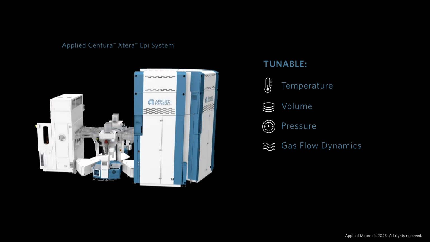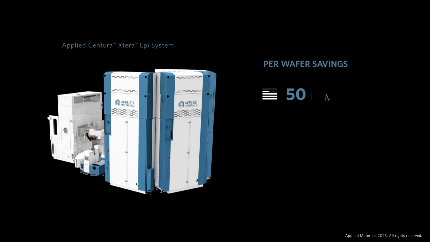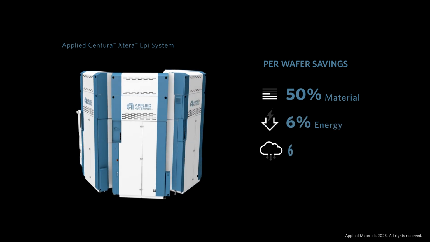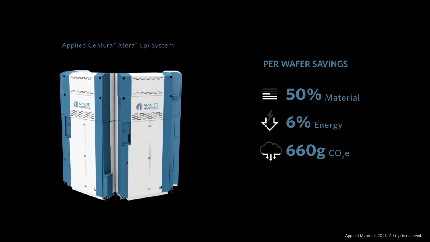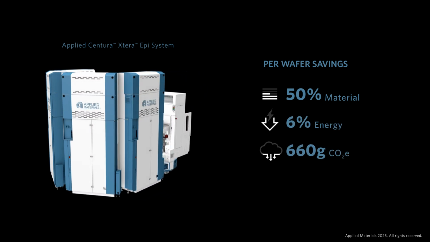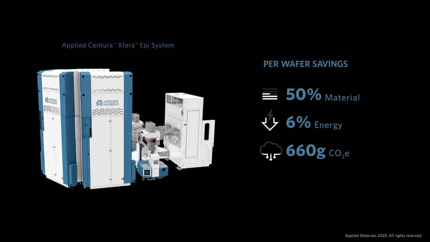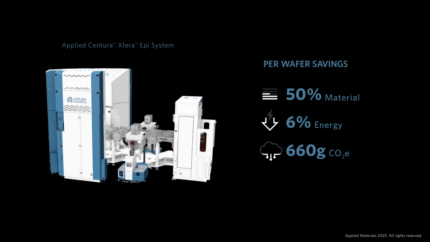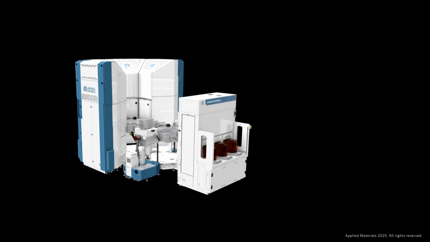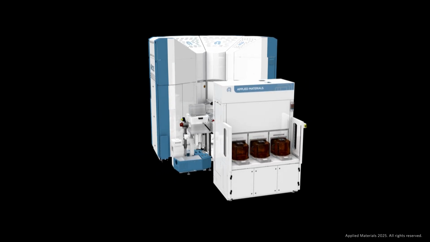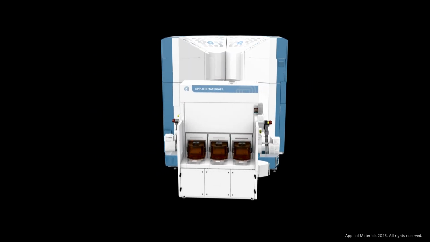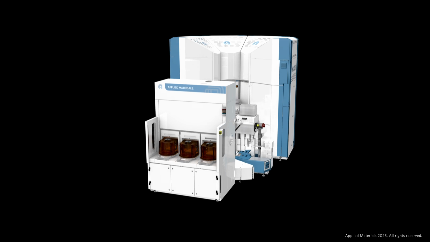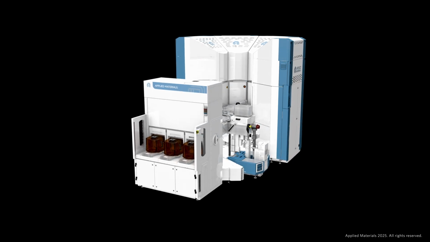emerging applications. The Centura Xtera epitaxy system integrates pre-clean and etch processes to achieve void-free gate-all-around source and drain structures with 50% less material and 6% less energy. This system demonstrates how Applied Materials empowers the industry to scale transistors that deliver better chips for AI and other leading-edge applications.